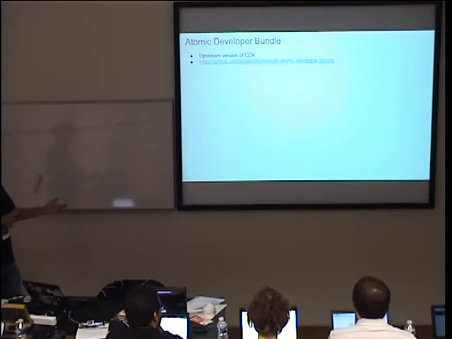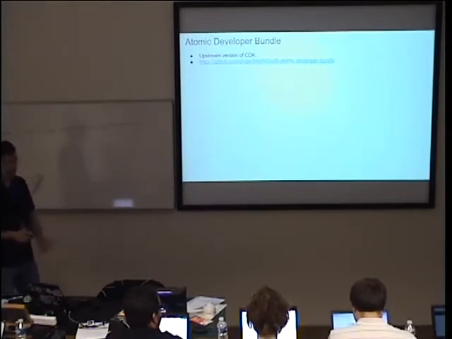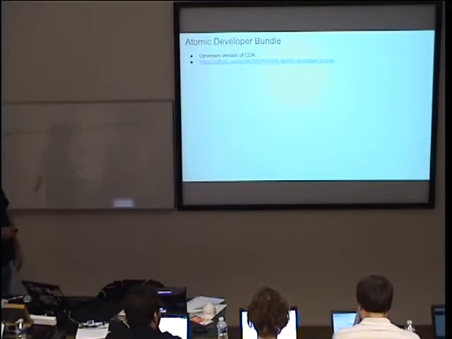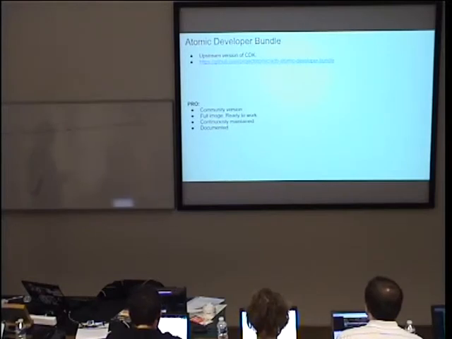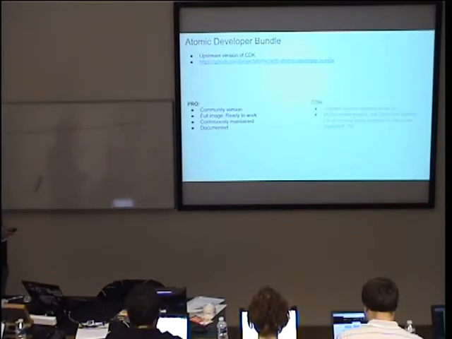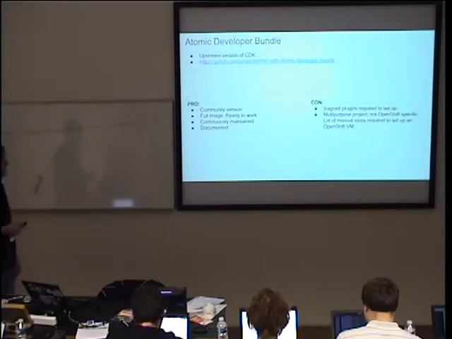So I looked at the community version for the same. Why? Because as we are Red Hat, we develop everything upstream first, and then we create the enterprise version out of it to sell it commercially. So this Atomic Developer Bundle was the upstream version of the CDK. As a pro, it was the community version, of course. That means that it was more suitable to use. It was the full image, ready to work, up to date, maintained, documented, but it has some things that I didn't like. It requires some Vagrant plugins to set up for DNS, for setting up the VM, and it's also a multi-purpose project. That means that it's not only for OpenShift, but for a set of projects that we are creating in Red Hat, like Atomic Enterprise Platform, Nulecule, and something else. So I didn't think that it was tailored only for OpenShift.